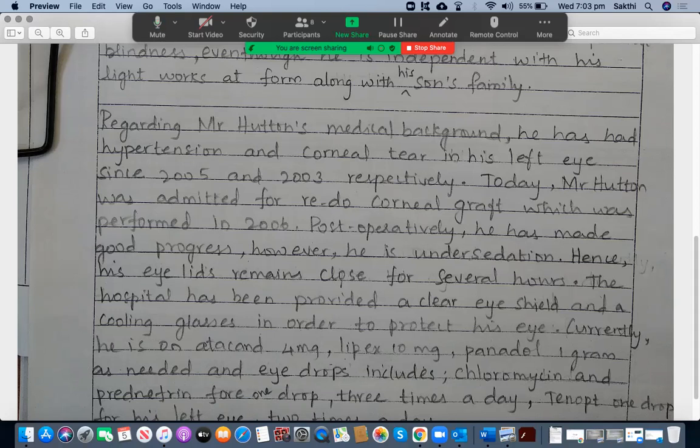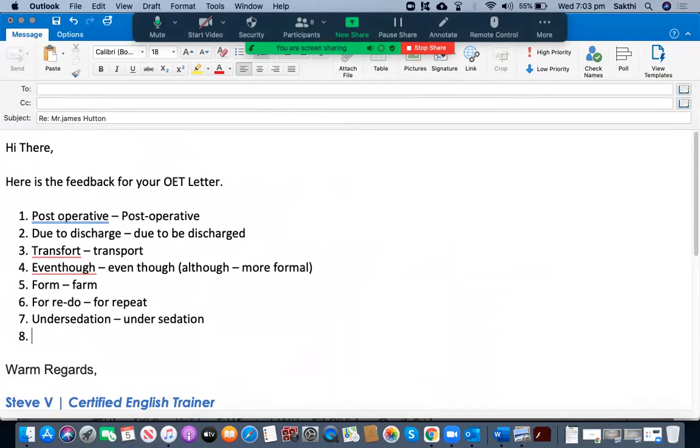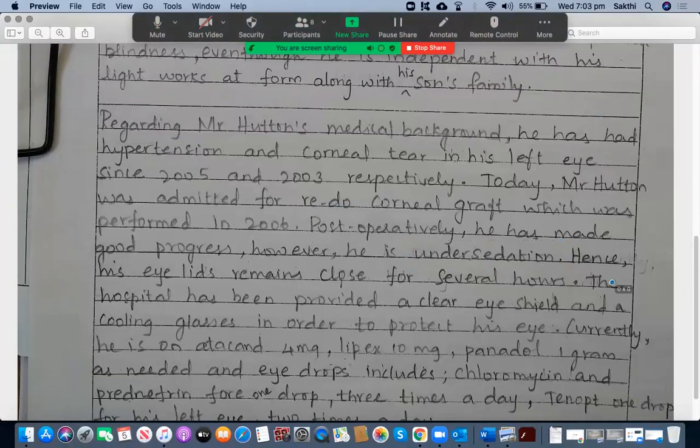Post-operatively, he has made good progress. However, he is under sedation. Under sedation is not one word, unfortunately. Everything else is correct. It is under sedation, like under medication. Am I right? Is that what you want to say? Yes, sir. Then this needs to be written down in two words: under, and then a space and then sedation.